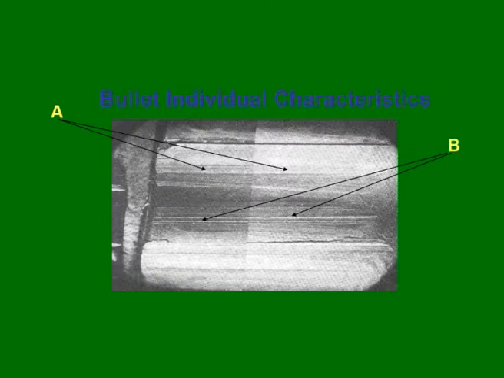Now, finer details in the lands and grooves are the individual characteristics of the firearm. Individual features are helpful as they are always different and no two firearms have the same characteristics. These characteristics are useful in comparison of bullets. Individual characteristics are the imprint of the small irregularities in the barrel and are never duplicated by different weapons.